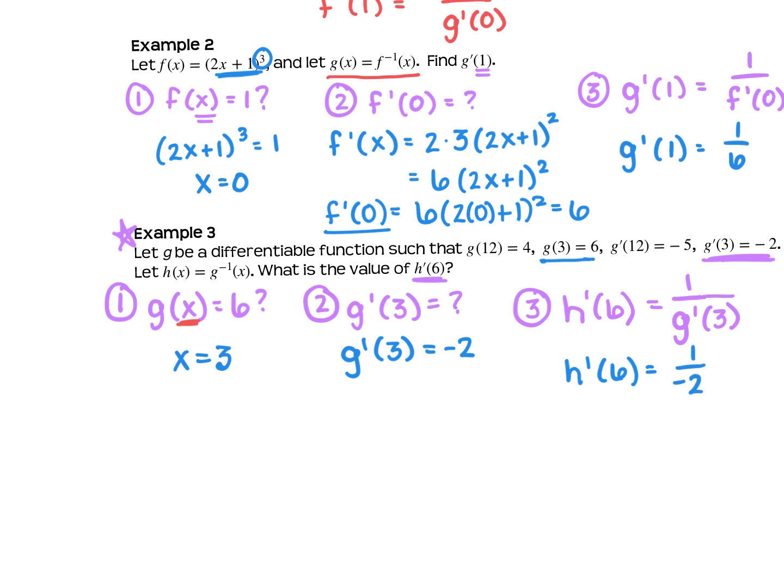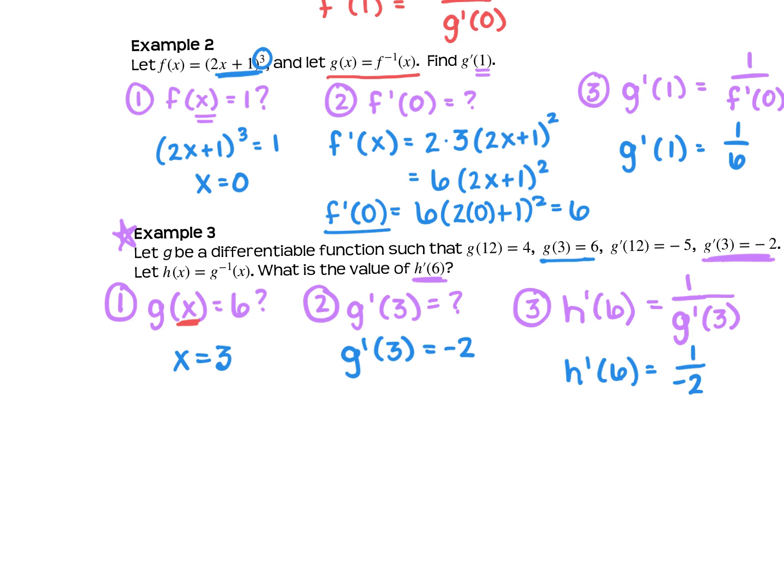So kind of 3 steps. First of all, figure out what x value it is that we're targeting. Second step, find the derivative at that x value. And then third step, take a reciprocal of that. So you have to find the x value that pairs up with this as a y value, find the derivative there, and then flip it over.